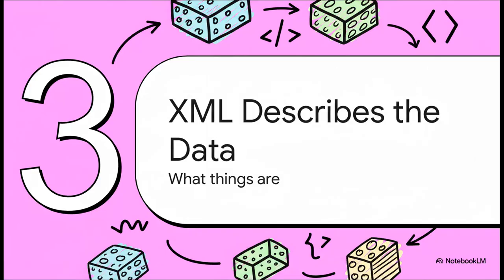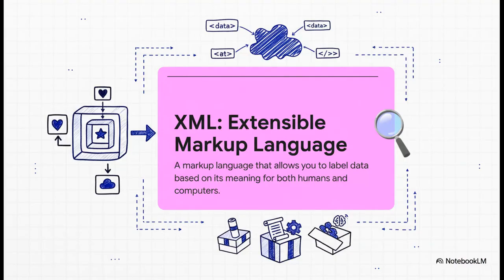And this is where our second language comes into the picture. XML was created to solve this exact problem. Instead of focusing on display, its entire purpose is to describe the data itself, to tell a computer and, well, a person, what things actually are. XML stands for Extensible Markup Language. And you can just think of it as a way to wrap your data in little descriptive labels, labels that explain what the data means. It was designed from the ground up to structure, store, and transport information in a way that is totally self-descriptive.